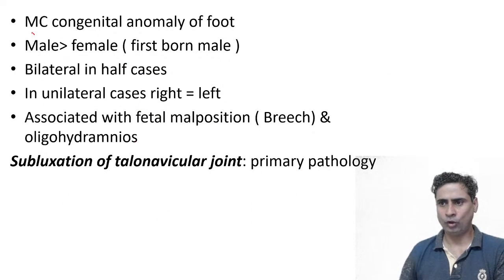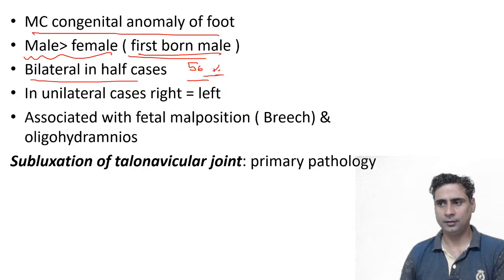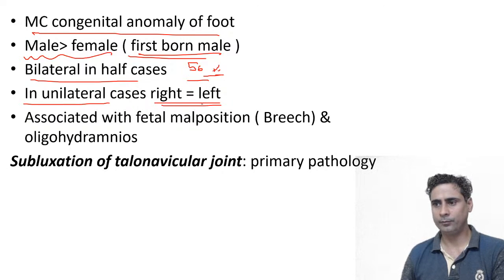Now it is the most common congenital anomaly of the foot. Males are affected more than females, especially the first born male child, and it is bilateral in half of the cases. In unilateral cases, right and left sides are affected equally, and it may be associated with fetal malposition like breech delivery and oligohydramnios.